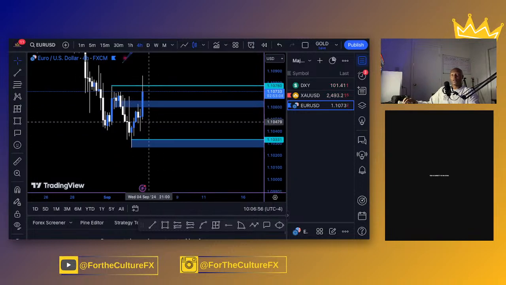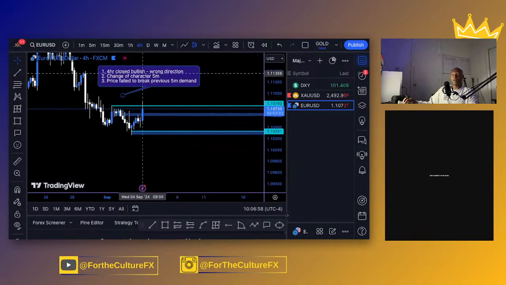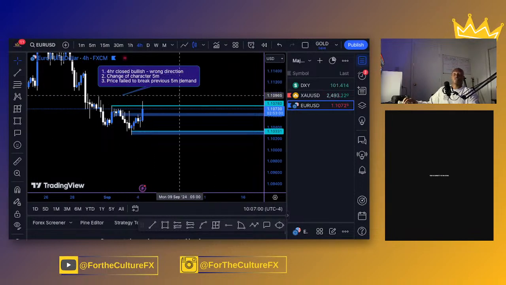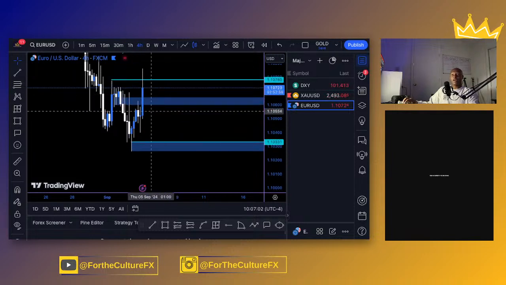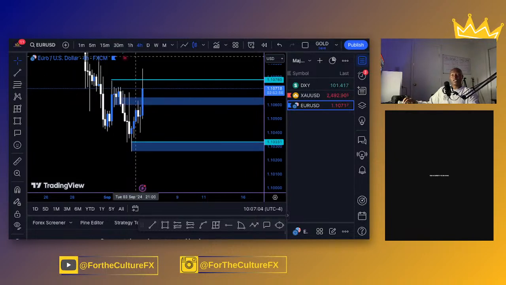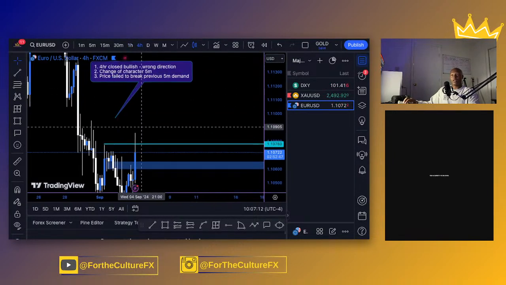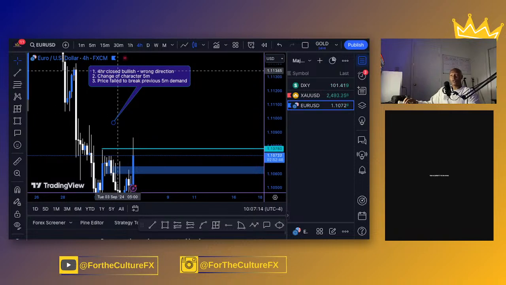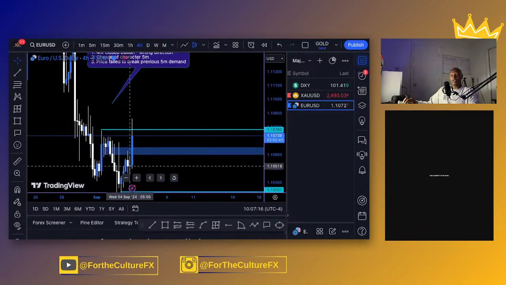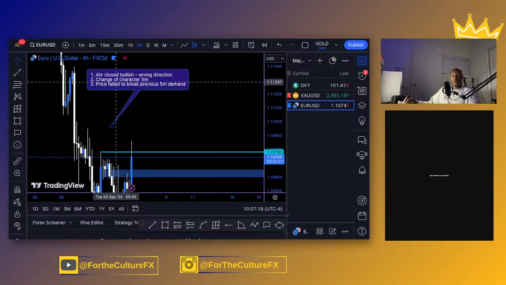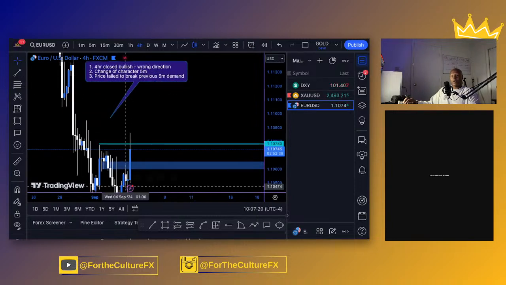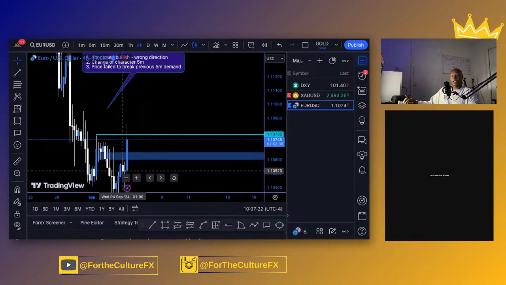And what invalidated it was the first thing. The 4-hour closed bullish. That was the thing that invalidated it. Everything as far as the setup would have been or could have been, you got the 5-minute change of character here, which was aligning with this 4-hour candle closing bullish. Because if the 4-hour candle didn't close bullish, we likely wouldn't have got that change of character, and we would have seen this continuation to the downside.